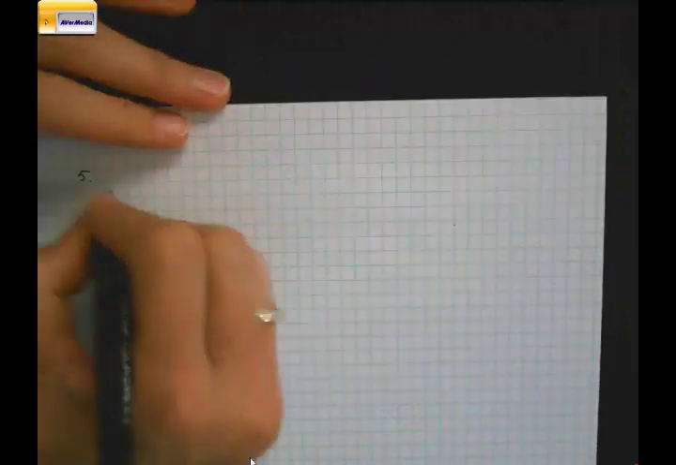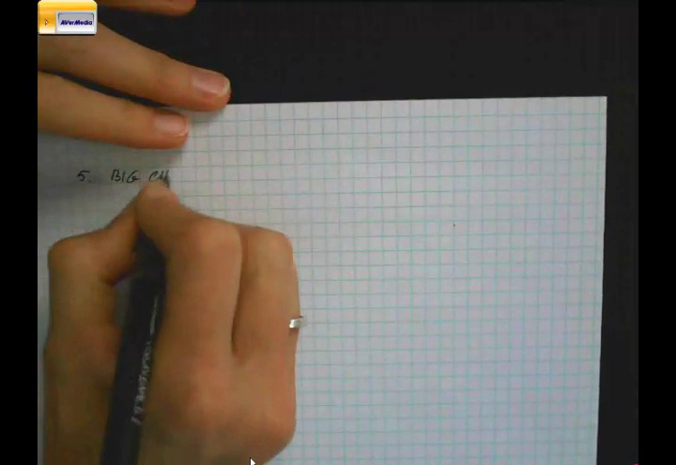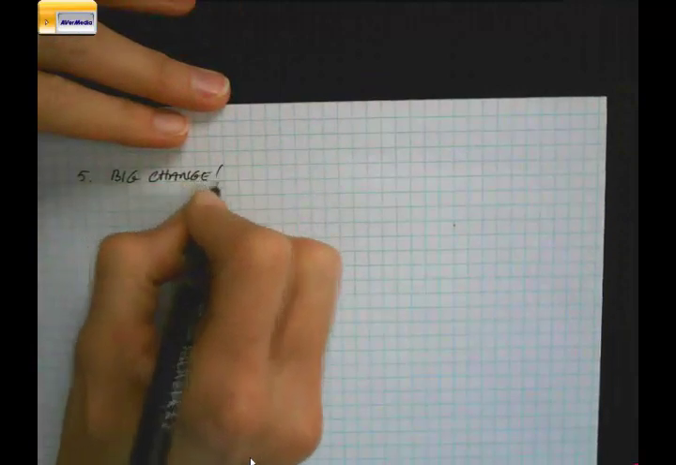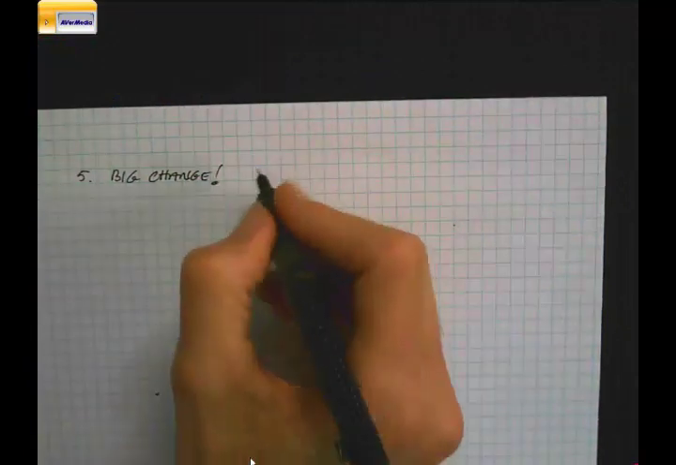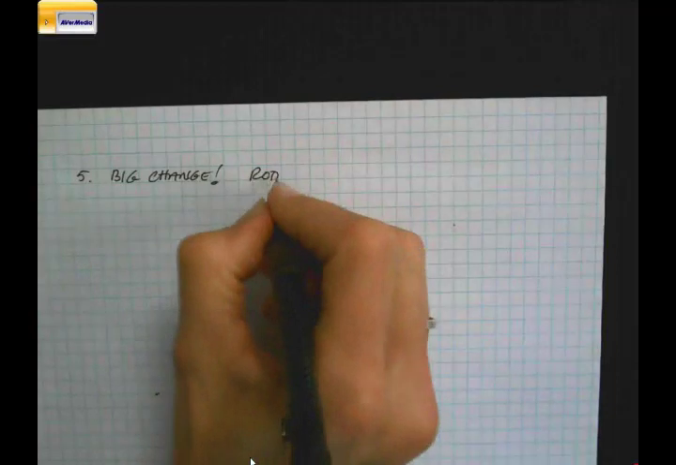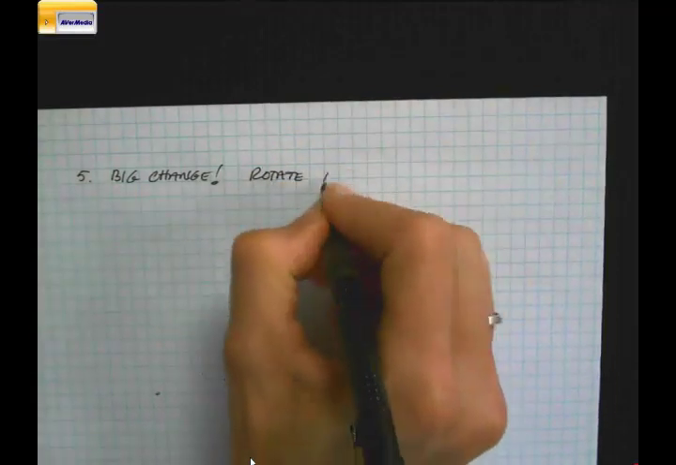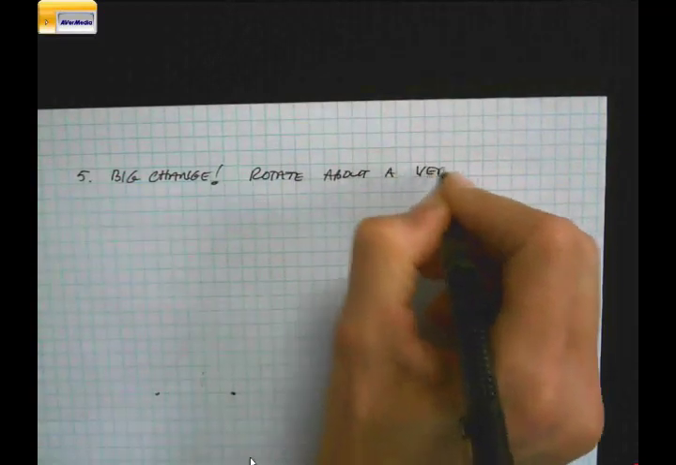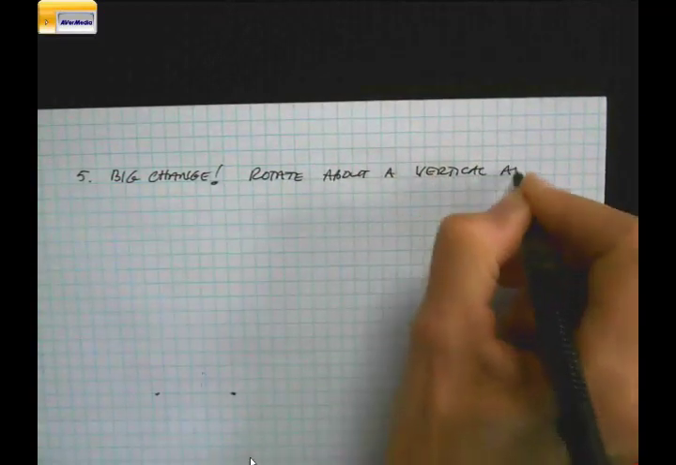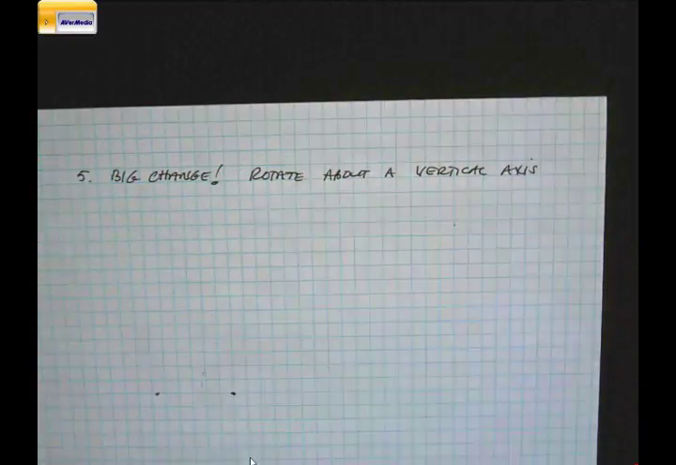Now the next one's a pretty big change. Big change, okay? This one's different. This is going to feel a little awkward. We've been rotating around a horizontal axis. Now we're going to rotate about a vertical axis.